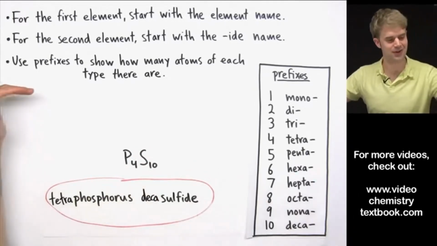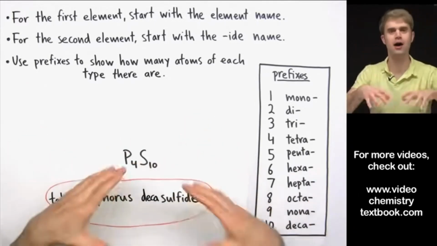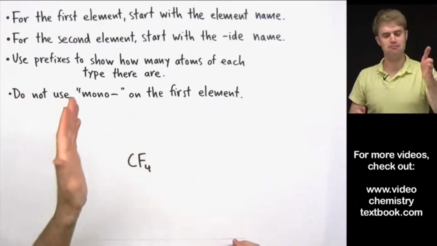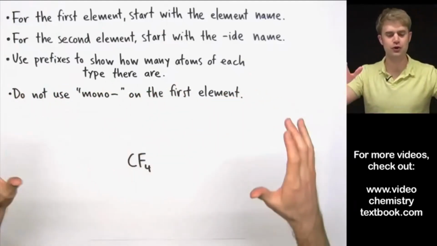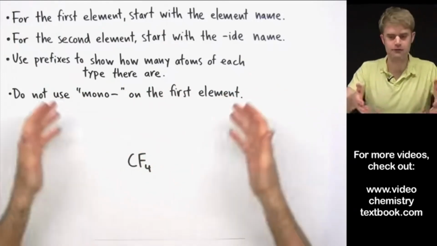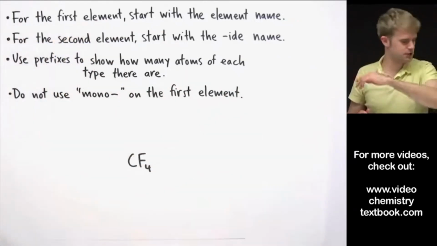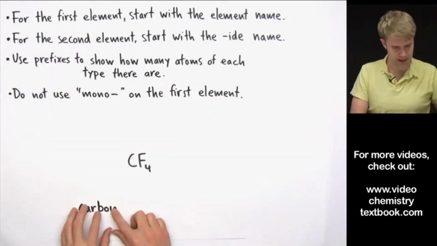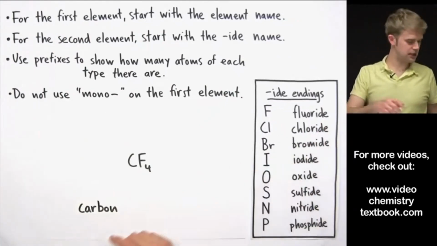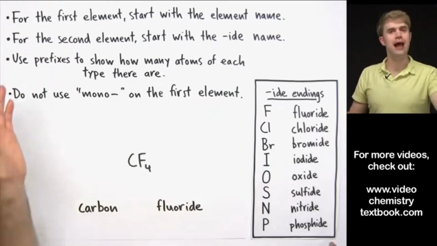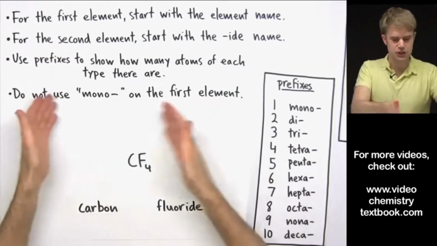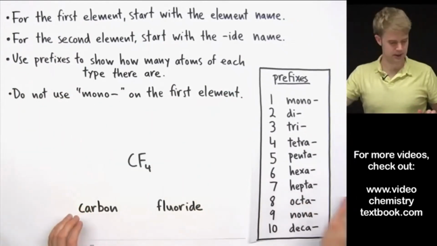Let's move on. We're going to add a couple more steps to deal with more complex formulas. Here's the next step that we're going to talk about. Do not use mono on the first element. I'm going to show you what this means by working through naming this formula. We'll start it off just normally. So for the first element, start with the element name. That's carbon. And then the second element, which is fluorine, we use the IDE name, which in this case is fluoride. Okay, now we get to the prefix part, and this is where things change a little bit. So it says do not use mono on the first element.